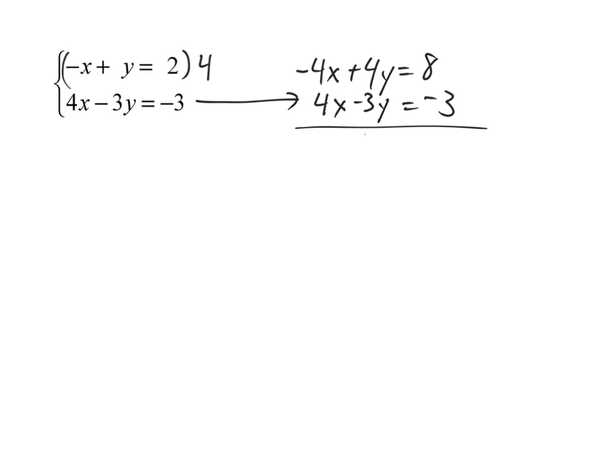So if I add my x's together, I end up getting 0 x's. So that eliminates. That's why it's called elimination. And then 4y minus 3y is just 1y, and 8 minus 3 is 5. So we just got y equals 5. But that's not my answer.